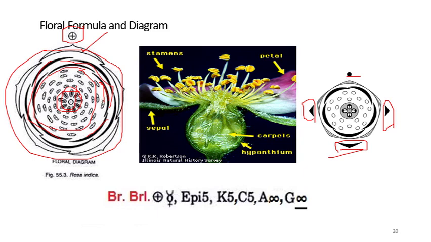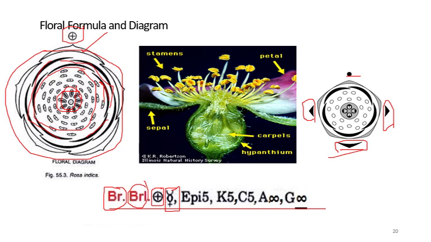So after this, here we have the floral formula. This indicates bracts is present, bracteate. This indicates the bracteoles. Then the symmetry, that is indicated by this sign, that is actinomorphic. Then it's a hermaphrodite, both male and female reproductive organs present in the same flower. After this, we have the apicalyx. The number of apicalyx is 5.